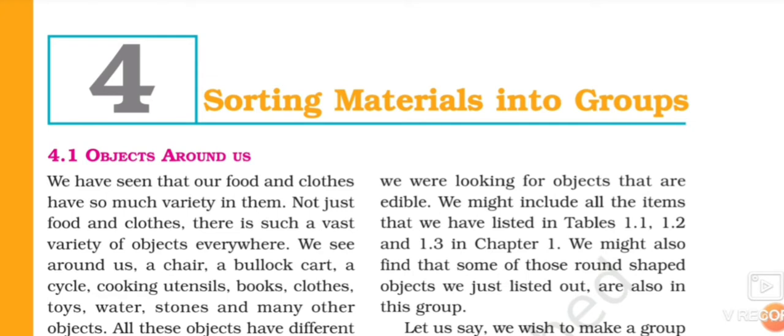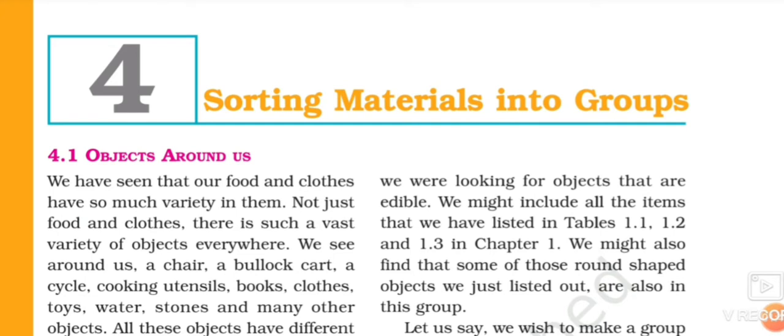And sorting means what? Sorting means to classify, to distinguish materials into groups. Why is this distinction necessary? Why is grouping necessary nowadays? What are the benefits of sorting out? That you will study in this chapter, and also how to recognize the materials based on observable properties, and also how to classify them, that you will study in this chapter.